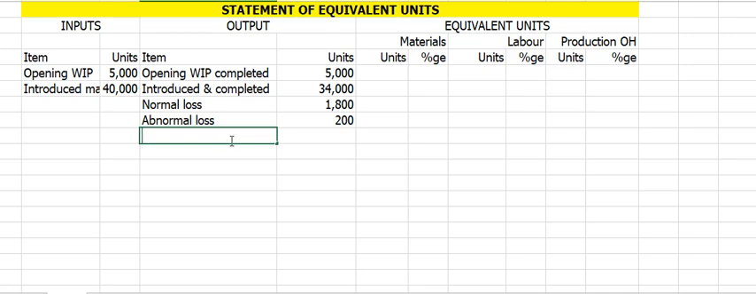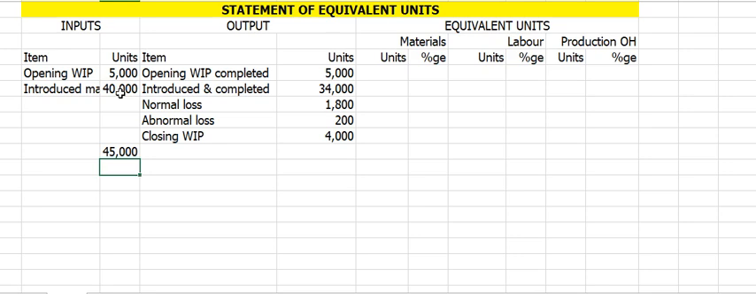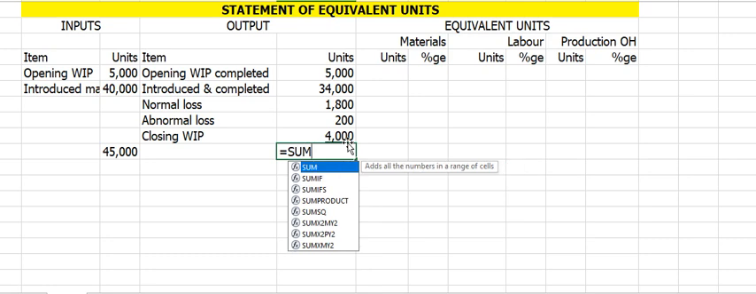Then we also have the closing inventory, or what we call the closing work in progress. We have been told that the closing work in progress was 4,000 liters. That's according to the question. I'll add the input plus the opening WIP and then the closing work in progress. Then I'll also add the outputs.